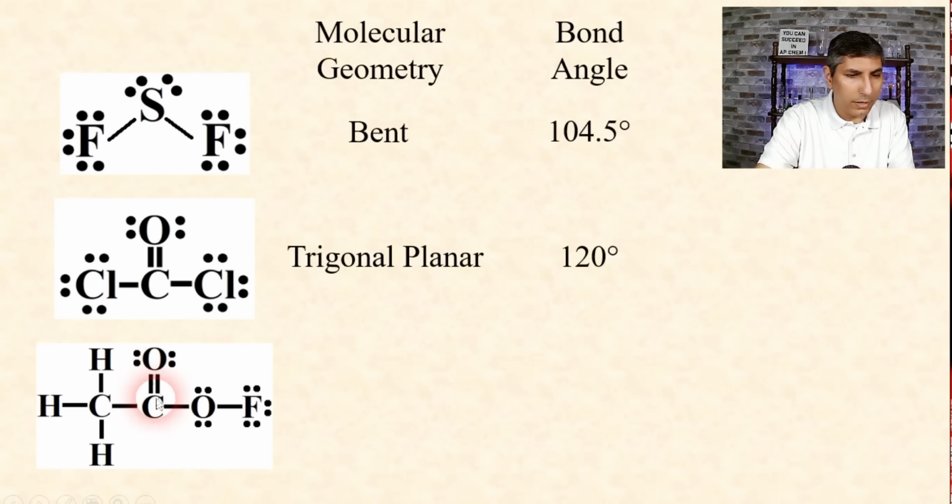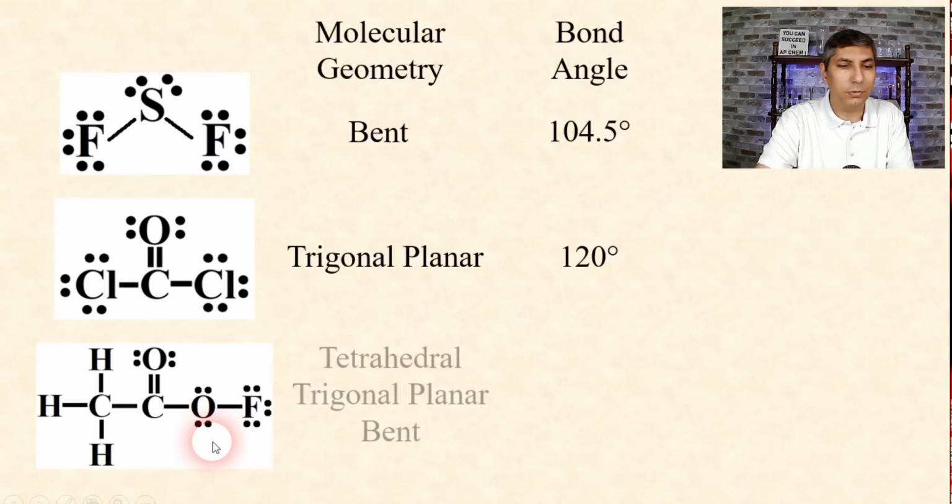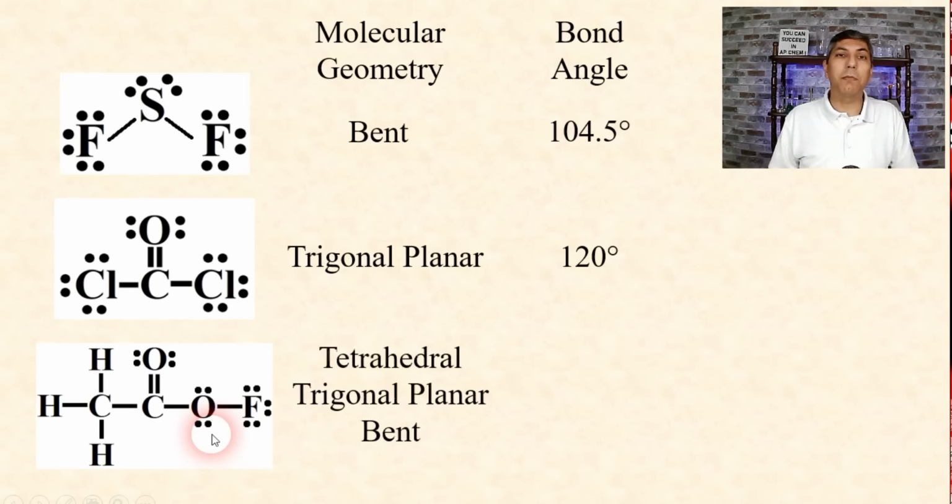We have bonded 3 atoms, no lone pairs, so that's trigonal planar. The oxygen is bent because it has a bond to 2 different atoms and 2 lone pairs. So that's 2 and 2, so it's bent. So we actually have 3 molecular geometries in the same molecule here. You have to be able to do that. It will have 3 different bond angles as well.